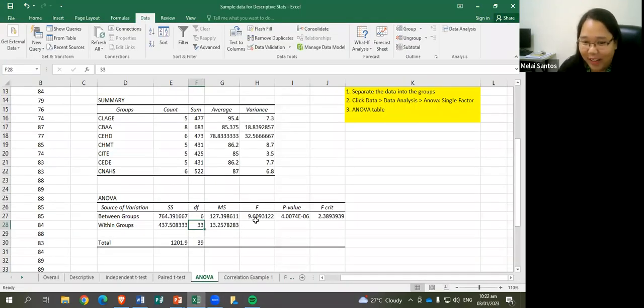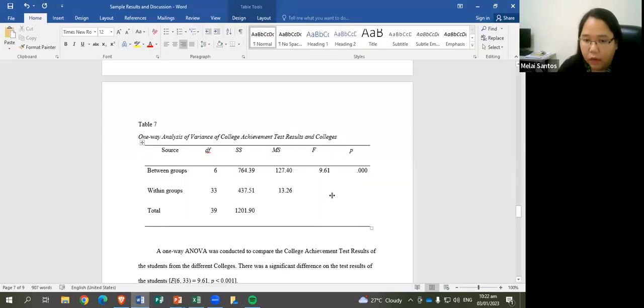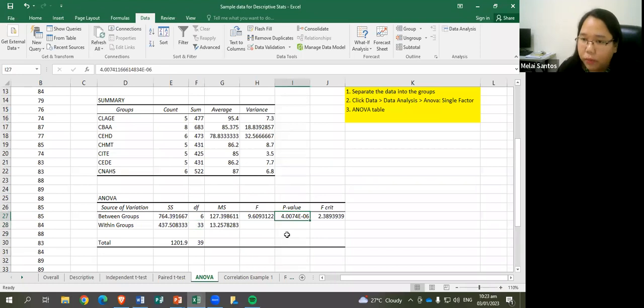It's just there. So your MS, and now, this is very, very important. There's the F, that's the F value. And then there's the p value. Ma'am, why does it look like that? If you would read that, how do you read that? Actually, that is 4.007 times 10 raised to the 6th power. So meaning that is smaller than 0.05.